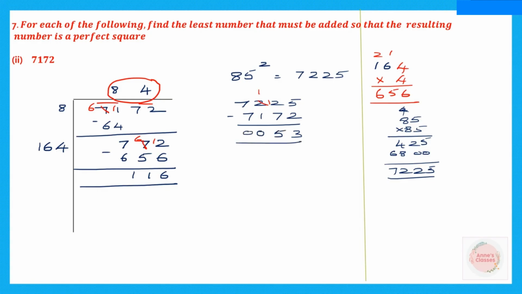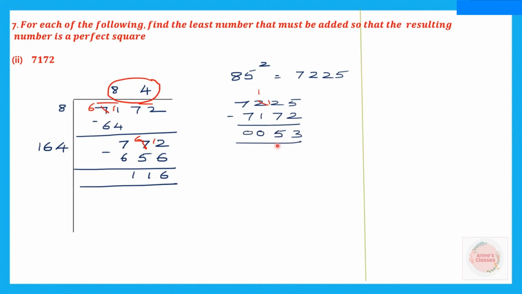So here what do I have? 53. So that means if I add 53 to 7,172, I will get 7,225, which is a perfect square. So what is the number that I should add? 53 is the number that must be added. So the least number that must be added is 53. So this is my answer.